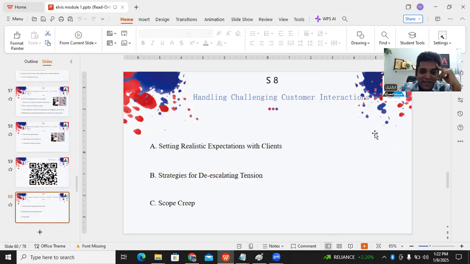So yeah. And then the session eight, guys, handling challenging customer interaction. This was very important for them. Setting realistic expectations with client, telling the client whatever it is and not over promising, strategies for de-escalating the tensions. And third is scope creep.